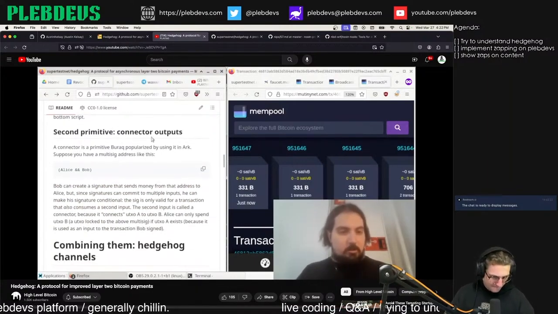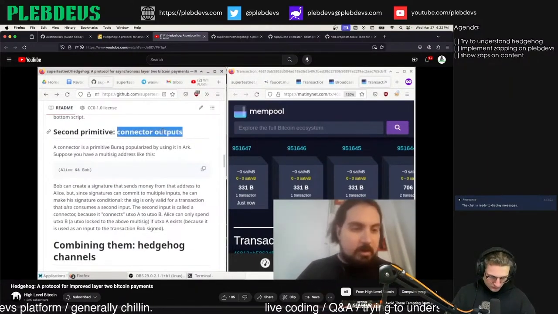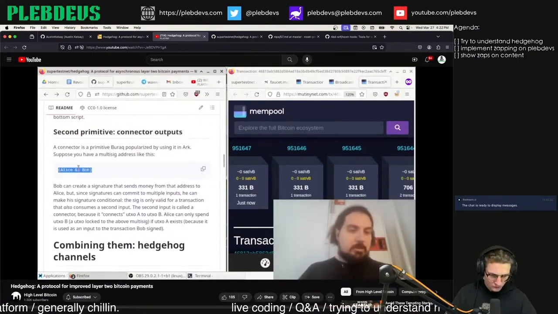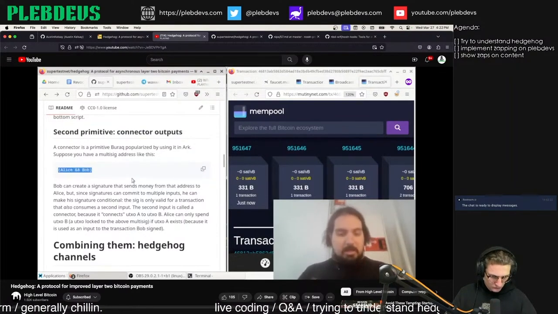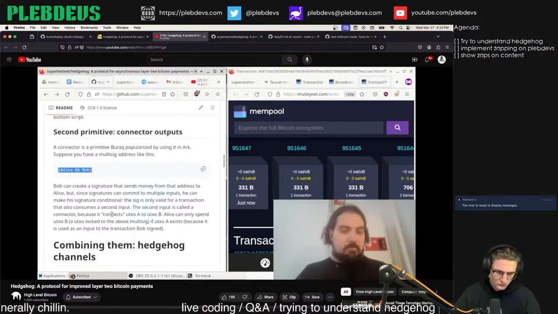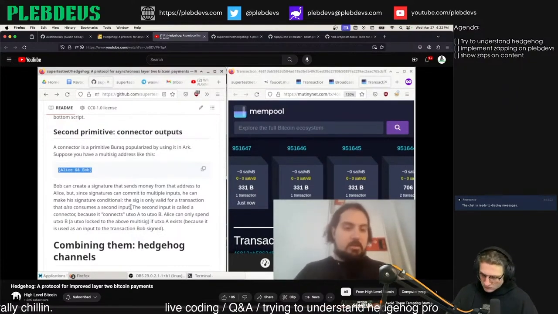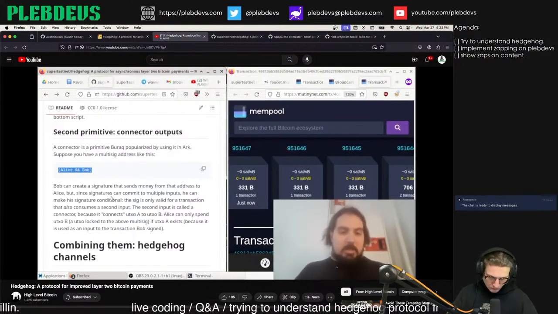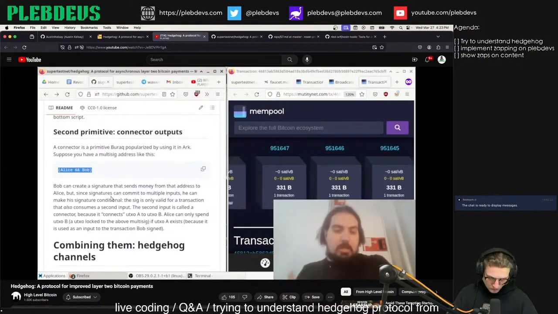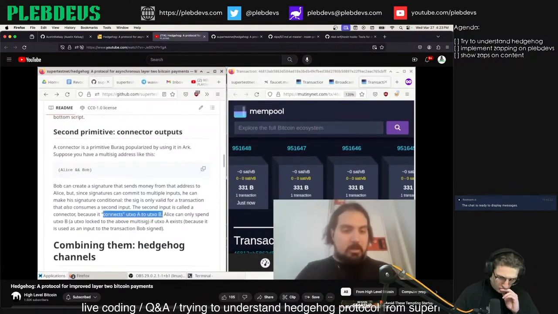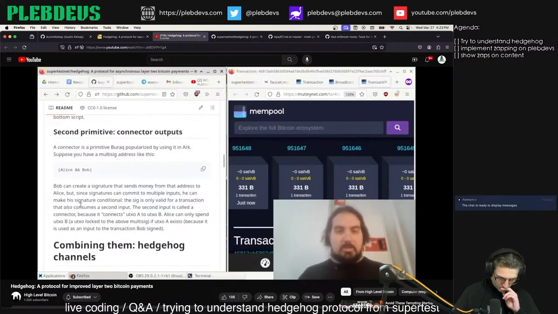But then the other thing we use is connector outputs, which were invented by Barak. And they allow, if you've got some money in a multisig, like we do here, a connector allows you to say, hey, I'm going to send some money from Alice to Bob, but it only goes through if a certain UTXO exists, because that UTXO is used as an input to the transaction. And this makes it so that you can't create UTXO-B unless UTXO-A exists, because the transaction allowing you to do it consumes UTXO-A as an input.